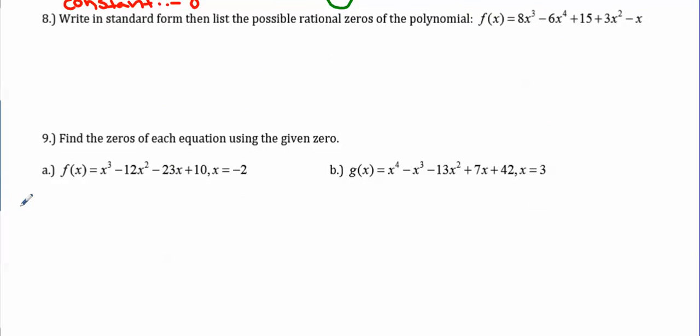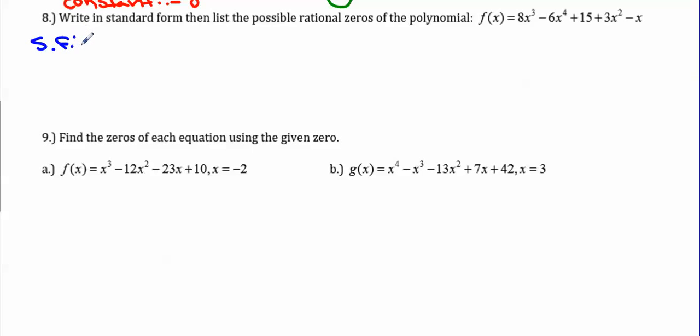Okay, number 8. Write in standard form. Then list the possible irrational zeros of the function. So standard form, remember, is your highest exponent down to your lowest. So standard form for this polynomial is going to be highest exponent is 4. So f of x, negative 6x to the 4th. Then we have 3 plus 8x cubed plus 3x squared minus x plus 15.